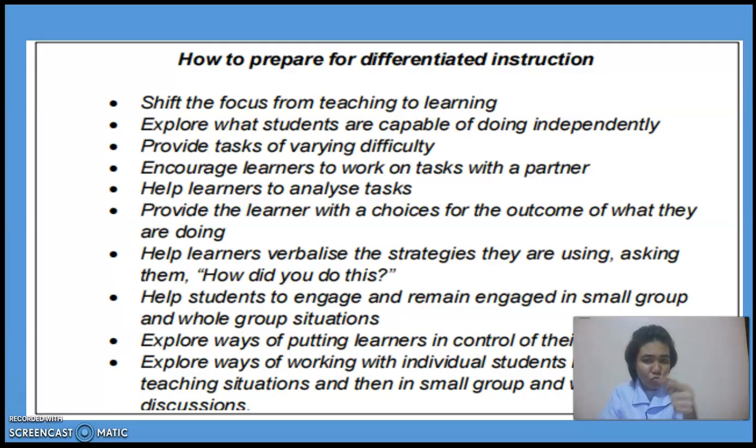Help students to engage and remain engaged in small group and whole group situations. Explore ways of putting learners in control of their learning. Lastly, explore ways of working with individual students in one-to-one teaching situations, and then in small group and whole class discussions.